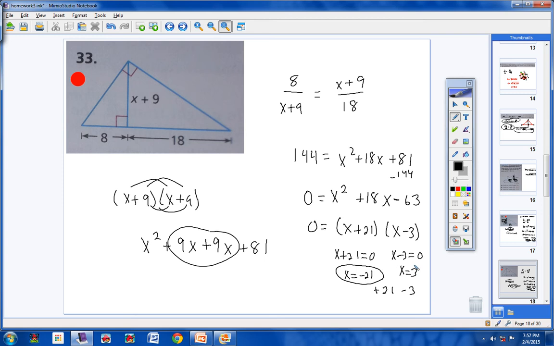Now let's use common sense, okay? If you put a negative 21 in for x right here, that's okay. I don't mind x being negative, but negative 21 plus 9 is negative 12. And that means this whole length right here is a negative 12. And that's impossible to have a negative length, okay? So, the other answer we have is x equals 3, and that works fine, guys. 3 plus 9 is 12, so that's fine. So x equals 3. Okay, let's do 2 more of these, okay?